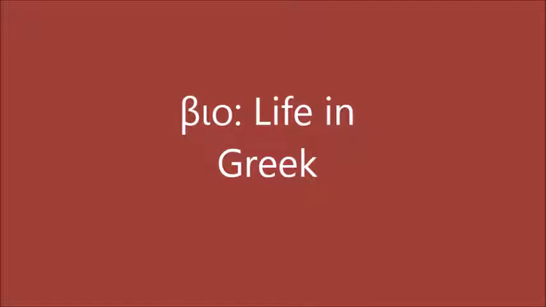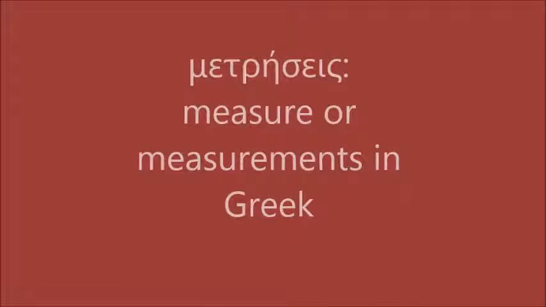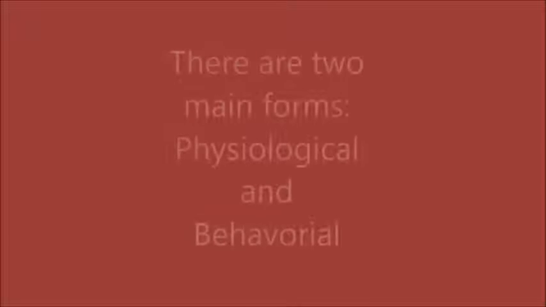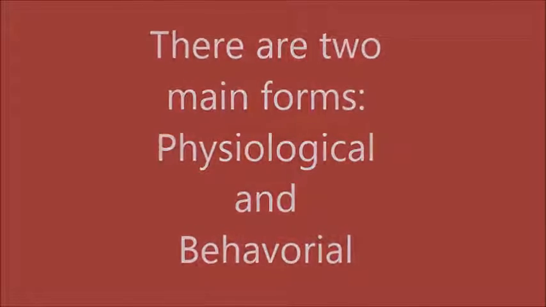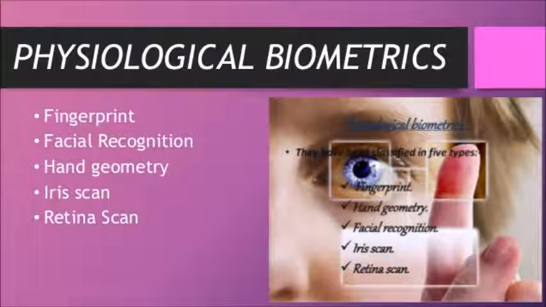The term biometrics is taken from the Greek words bio, which means life, and metrics, which means to measure. There are two main forms of biometrics, physiological and behavioral. Physiological biometrics refers to physical characteristics or data that is taken from direct measurements of body parts. Some examples include fingerprint, facial recognition, hand geometry, iris scan, and retina scan.